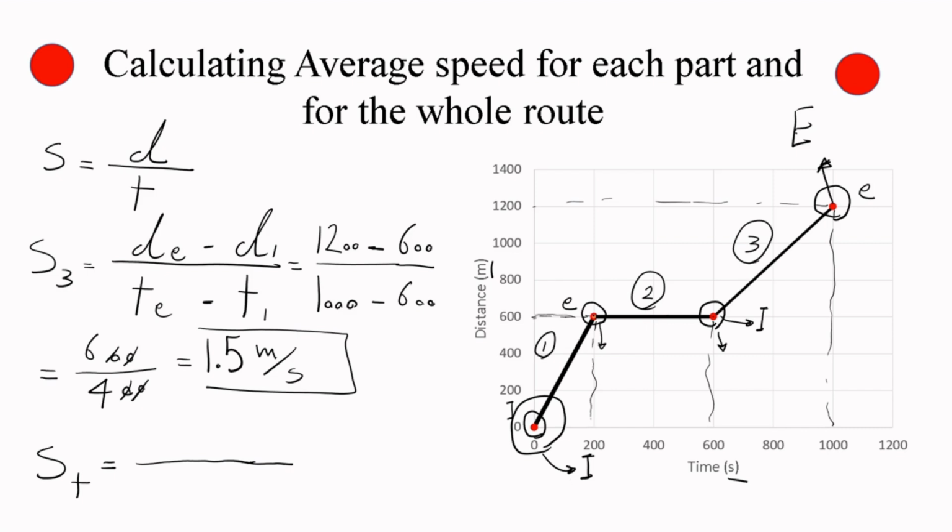What is the distance of that? It's going to be 1200. What is the distance of initial point? It's going to be 0. What is the time? 1000 minus 0. I'm going to have 1200 divided by 1000. The answer is going to be 1.2. And because that one is meter and that one is second, the answer will be meter per second.